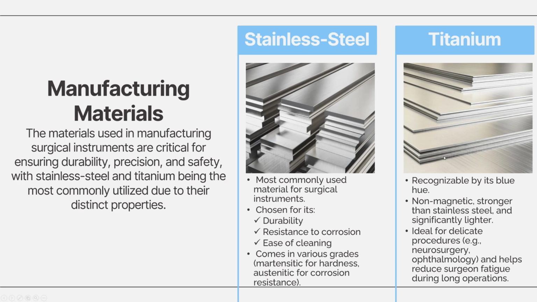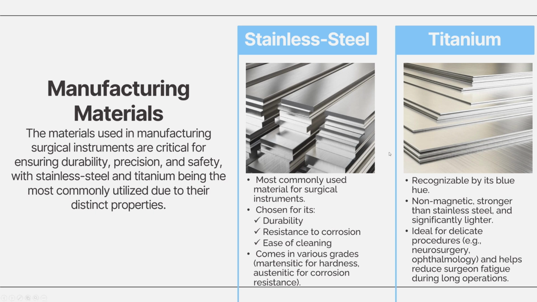And the most common materials are stainless steel and titanium, each chosen for specific properties. And we have stainless steel, which is used widely for general instruments. Example grades of it would be martensitic, which is hardened for cutting tools, and austenitic steel, which is corrosion resistant and usually used for non-cutting tools.